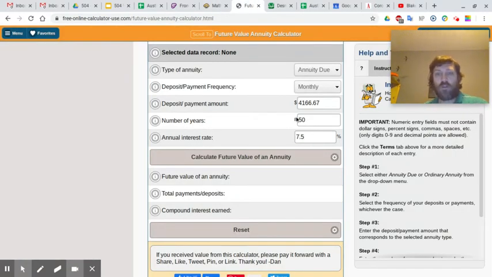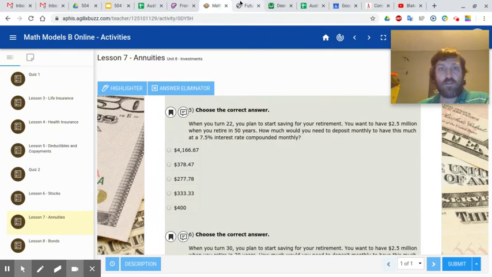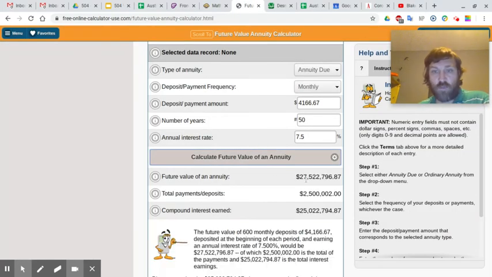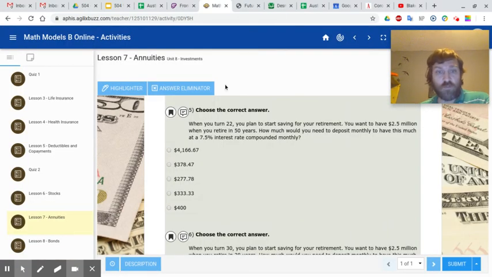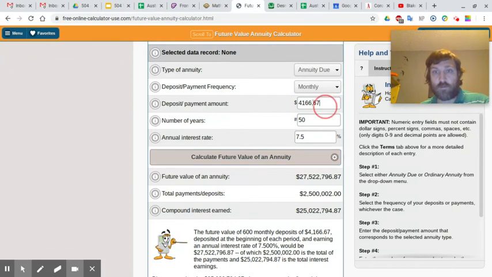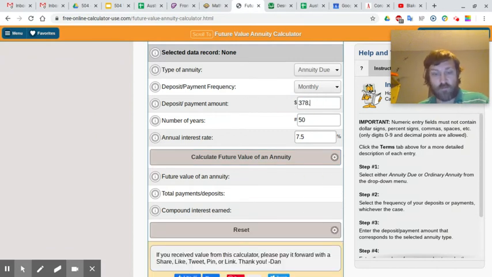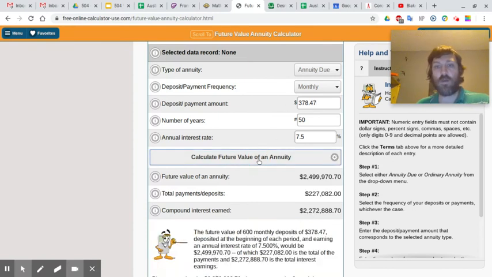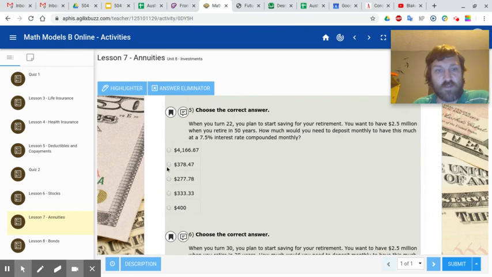Notice I'm just choosing the first answer choice and seeing if, when I calculate, I get 2.5 million. I get 27 million, way too high. So then we'll choose another one. Let's try 378.47. Everything else is the same, I just changed the deposit amount. Okay, there we go: 2,499,000. That is almost exactly 2.5 million, so that's got to be our answer.